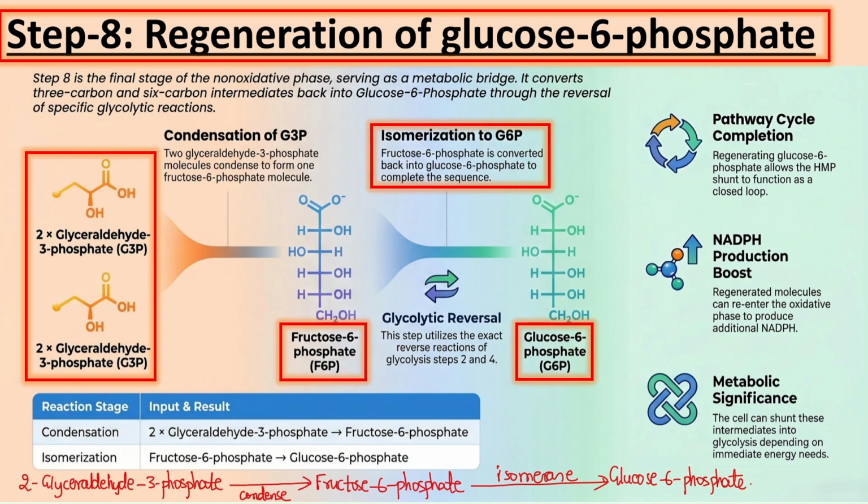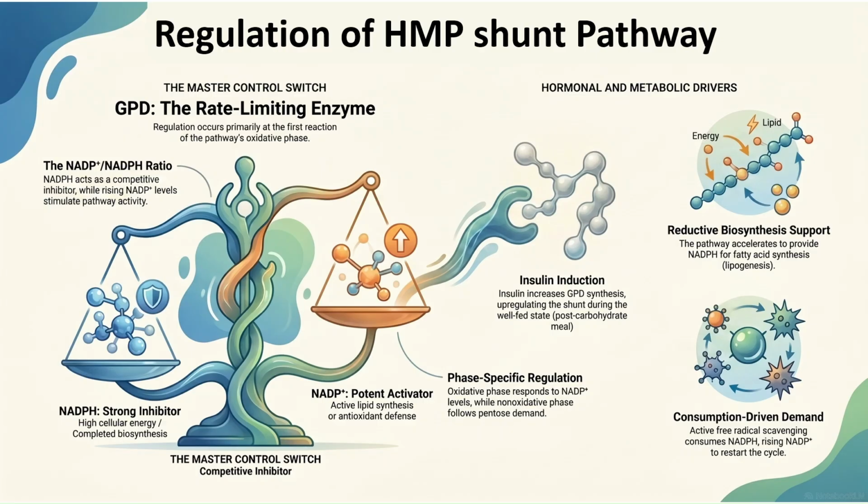By regenerating the glucose 6-phosphate, the pathway completes a cycle. The regenerated glucose 6-phosphate can either re-enter the oxidative phase of the HMP shunt to produce more NADPH, or it can be shunted into the standard glycolytic pathway depending on the immediate metabolic needs of the cell. Now coming to the regulation of the HMP shunt pathway.